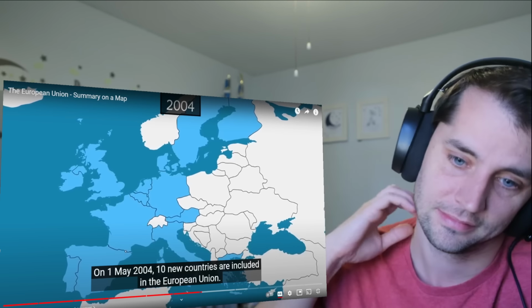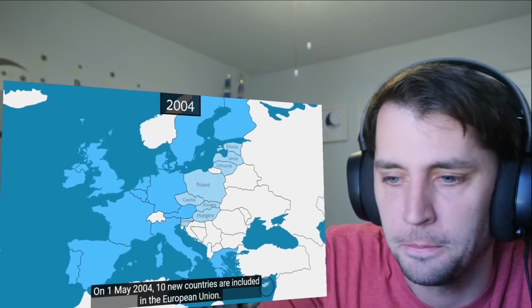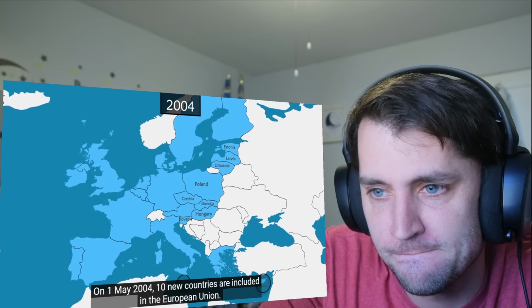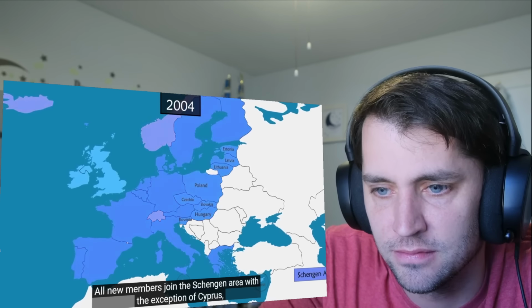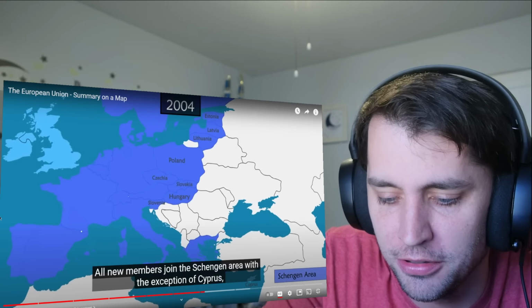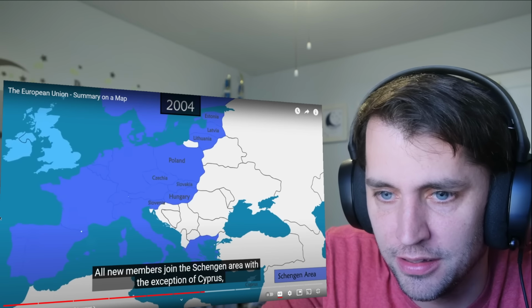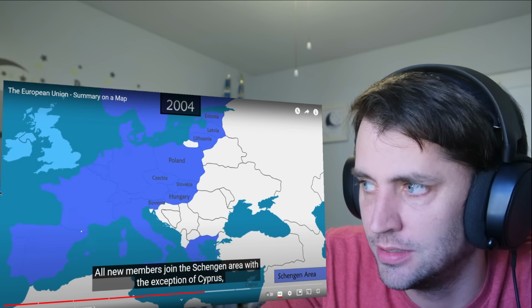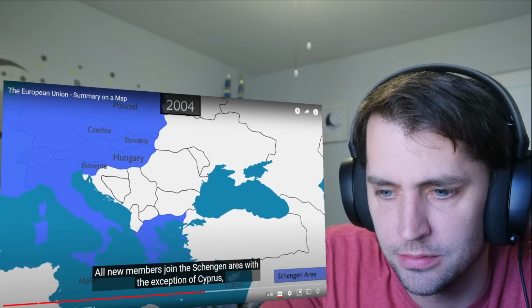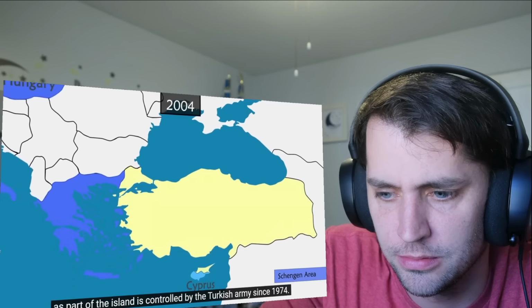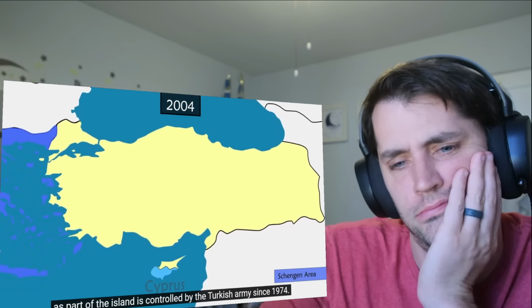On the 1st of May 2004, 10 new countries are included in the European Union. All new members joined the Schengen area with the exception of Cyprus, as part of the island is controlled by the Turkish army since 1974. Huge enlargement.